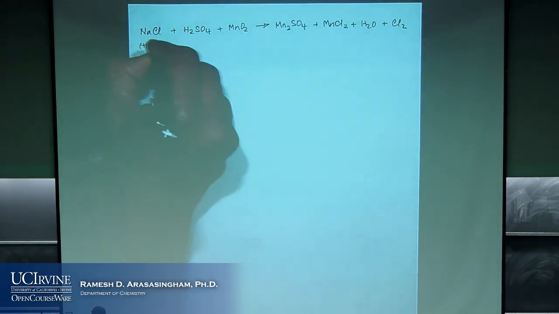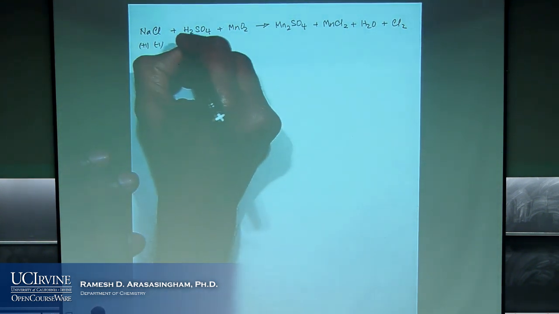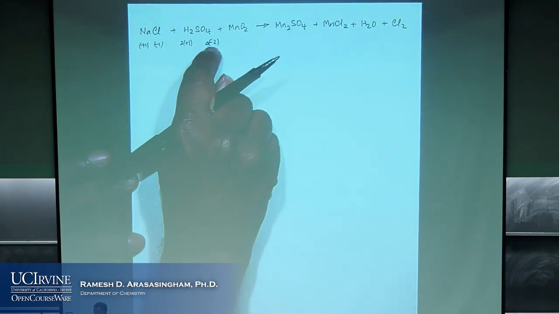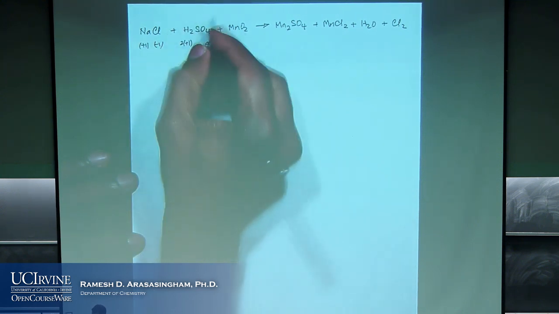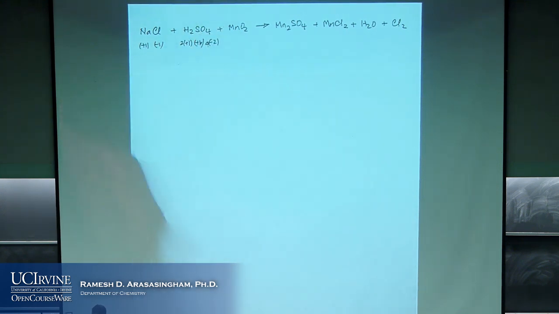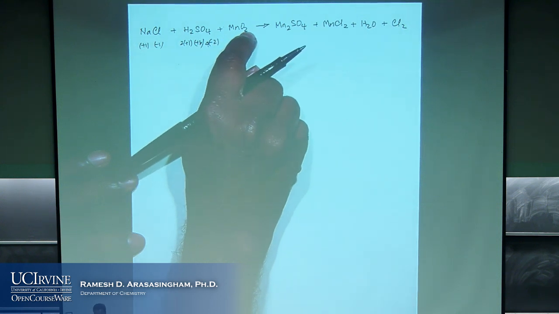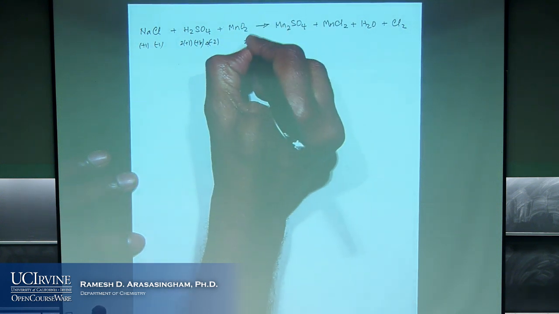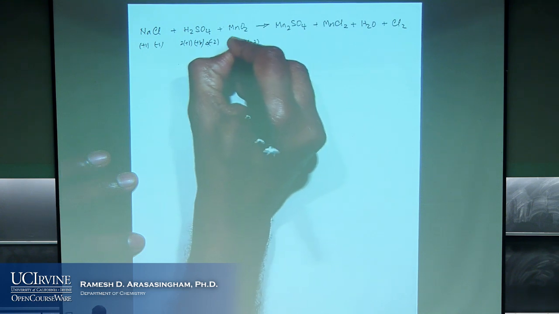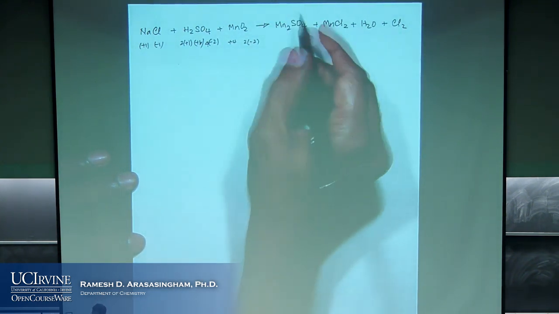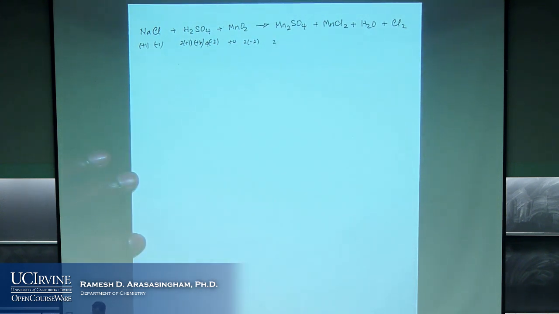+1, -1. 2 times +1. This will be -2 times 4. So remember, this is 8 minus, 2 plus, so this has to be +6. Now, look at manganese. It's a transition metal, so we've got to rely on oxygen. Oxygen is 2 times -2, therefore each manganese will be +4. On this side, I have 2 manganese, so it'll be 2 times.